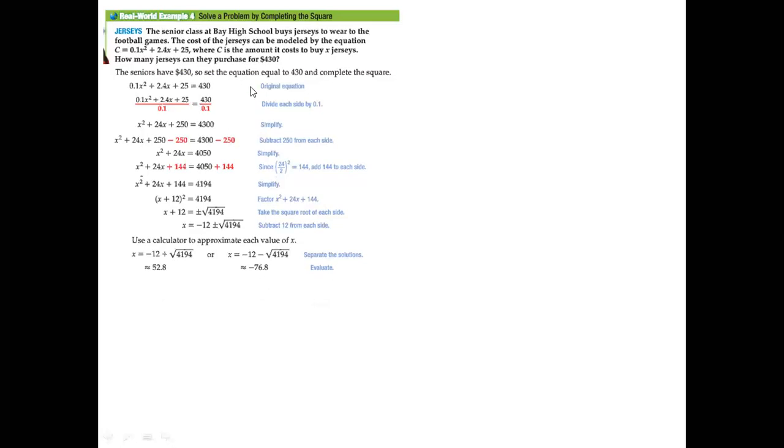Well, think about what x represents in the problem. X represents the number of jerseys they can purchase. Well, since you can't purchase negative jerseys, you could just throw that negative solution away because it doesn't make sense in the context of the problem. Also, since you're talking about jerseys, you cannot buy just part of a jersey. So since it's 52.8, I know that rounds up to 53. But if you went up to 53 jerseys, you'd be spending more than $430. So the most amount of jerseys they can purchase with the $430 is 52 jerseys.